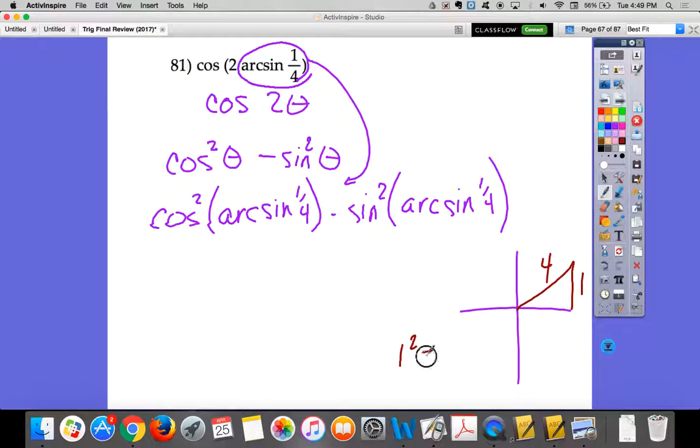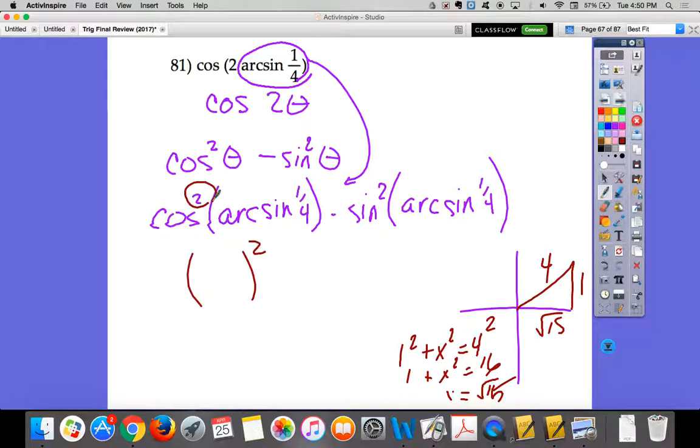So 1 squared plus I don't know squared equals 4 squared. So that's going to be 1 plus x squared equals 16. So x equals square root of 15. Can't do anything with that, so he's just going to sit there. Now, that means we're using this picture. We want to do cosine squared of that picture. So don't lose your square. Put him down there. And then we're going to do sine squared of that picture.